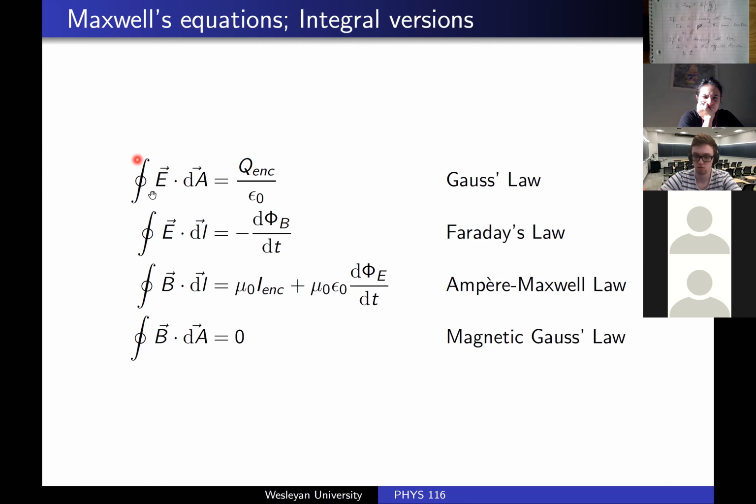We've learned Gauss's law, which relates the electric field through a closed surface to the charge enclosed. We've learned Faraday's law that relates the circulation of the E field to the changing magnetic flux. We've learned the Ampere-Maxwell law, which we've seen some of the consequences of now. No one really has a name for this last law. We often just call it the magnetic Gauss's law. This is the one that tells us that there are no magnetic monopoles, that there are only magnetic dipoles.